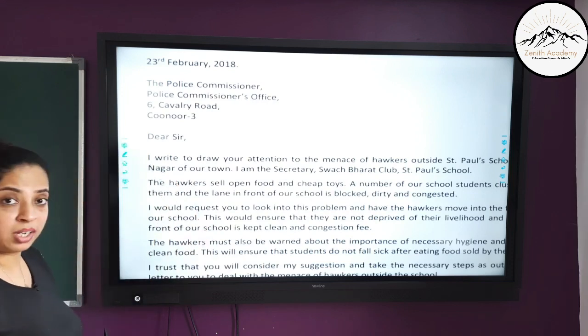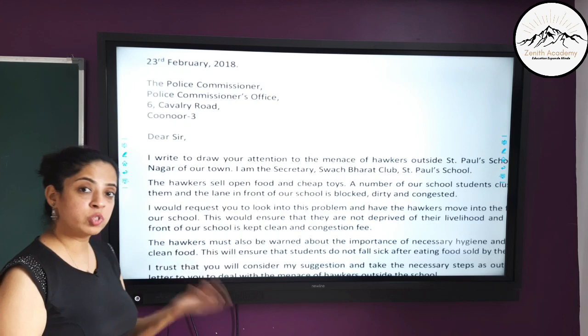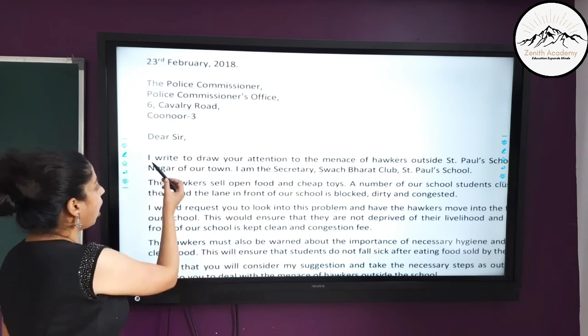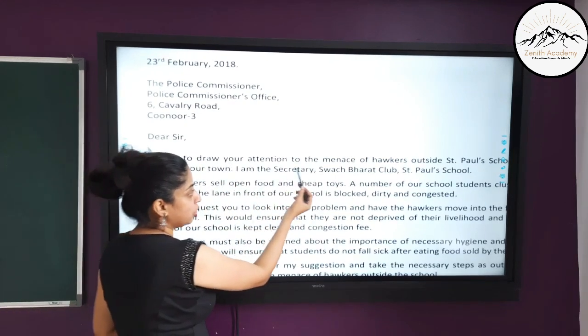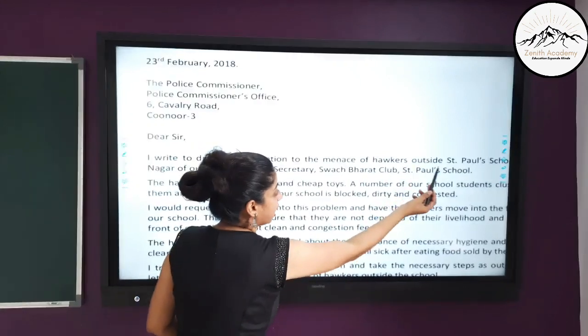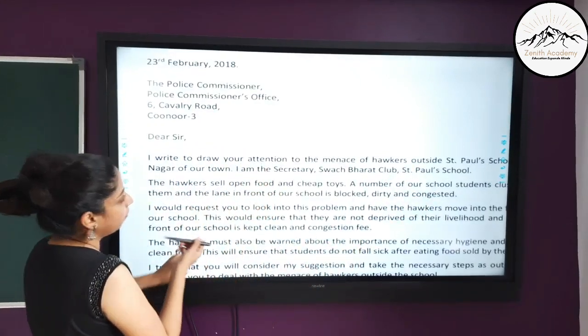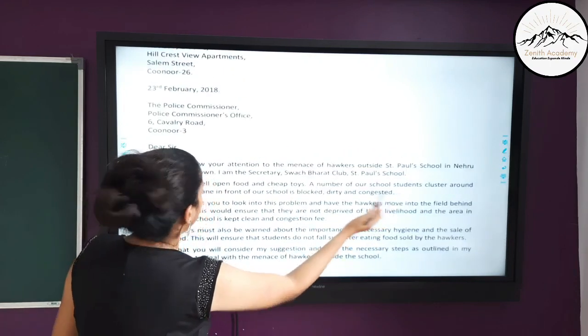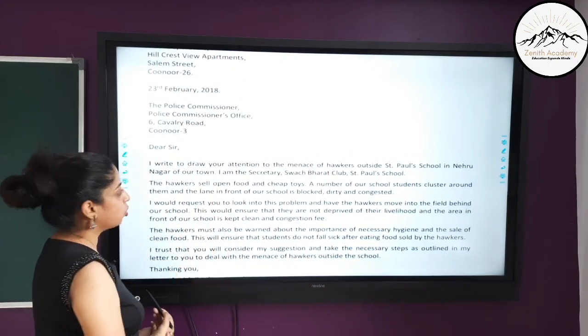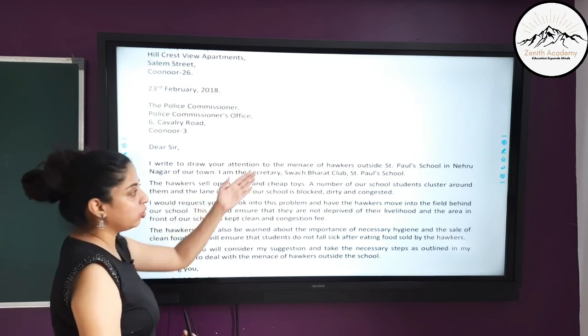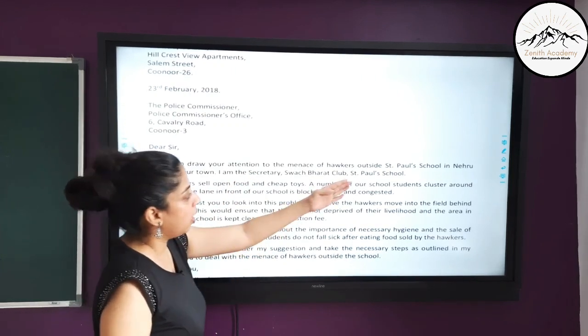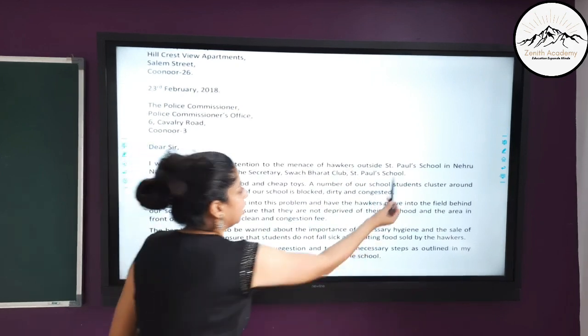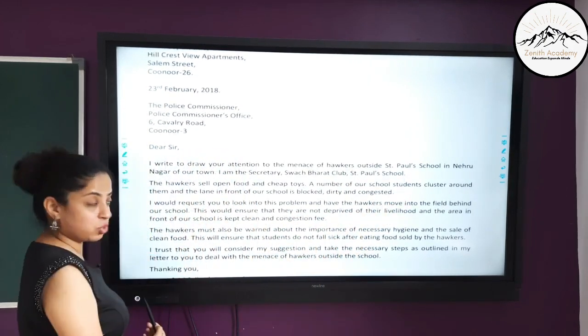So this is your first paragraph in which you are supposed to introduce yourself and tell the problem. So I write to draw your attention to the menace of hawkers outside St. Paul's School in Nehru Nagar of our town. So here why you are writing you have mentioned, okay, and you have to mention the name of the school and the area of the school.